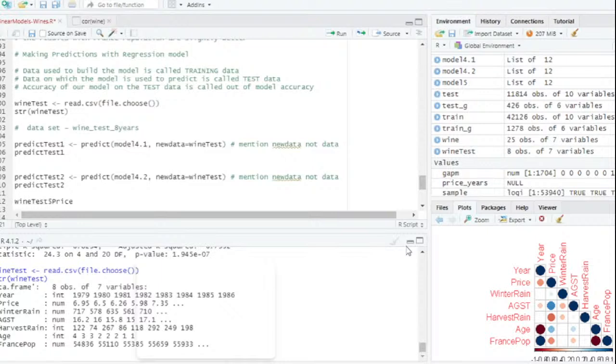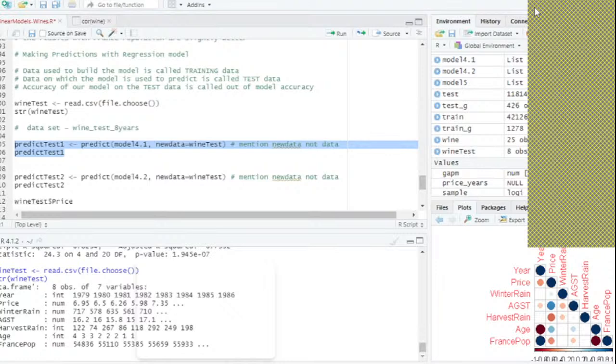Now I will try to predict this with the command predict model 4.1 and newdata equal to wine test. Here, notice in predict we mention newdata as the argument. It's not data, it is newdata. Lines 205 and 206. I'm sharing it so that you can quickly write it.